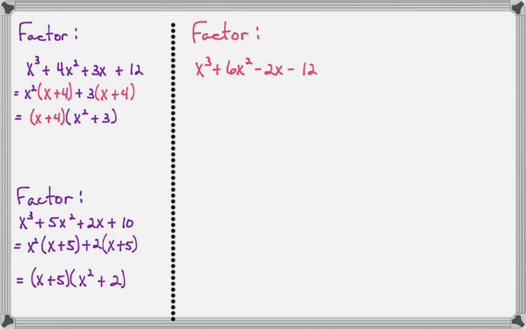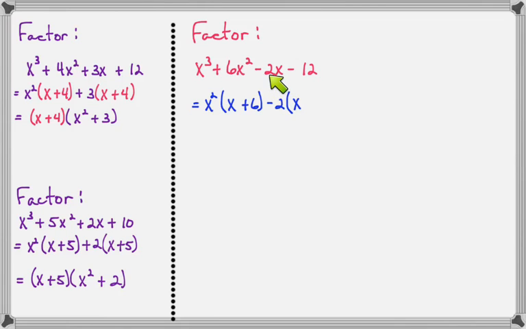Okay, now here's one a little different. This one, the second group starts with a minus, so we'll have to be careful when we factor out the final GCF. The first two terms, again, we can get x squared from the first two terms. Now when we do the second two terms, we will have to put a minus here.